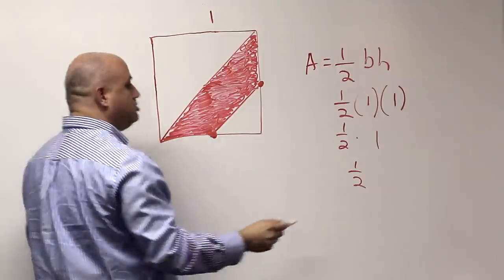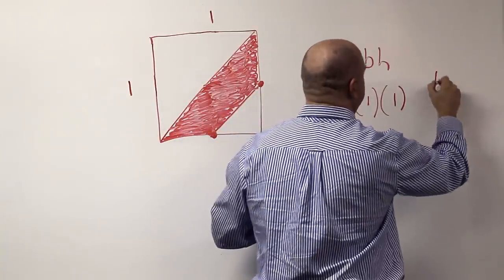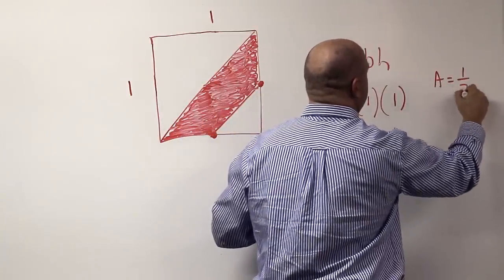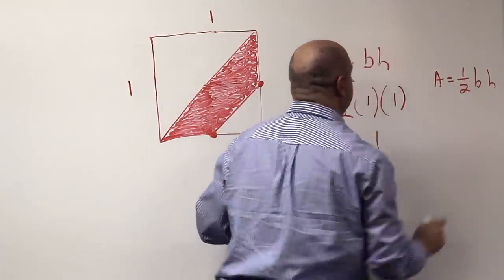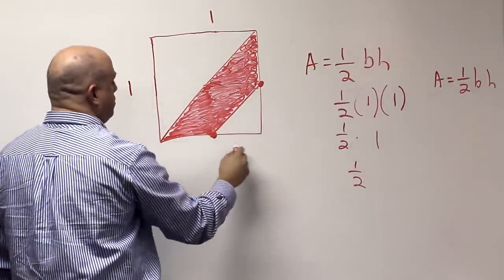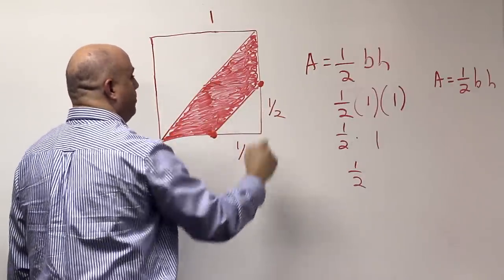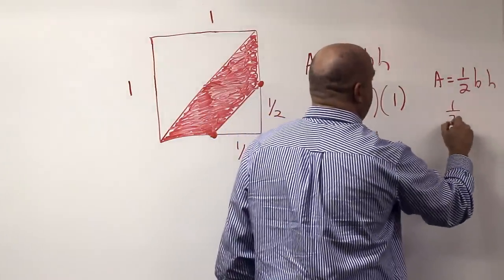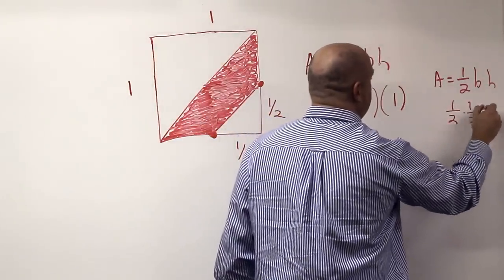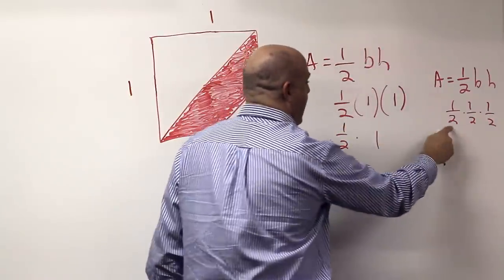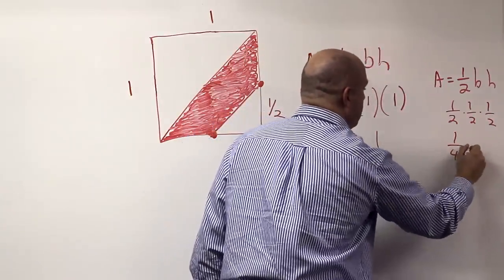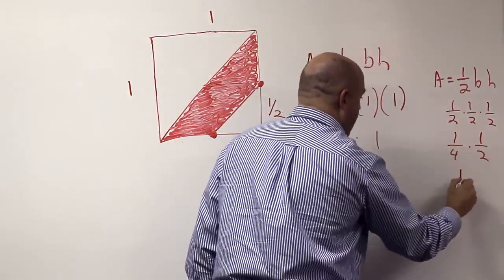And now the small triangle, we're going to do the same formula. Area equals 1/2 base times height. Our base of our small triangle is going to be 1/2, and our height is also going to be 1/2. So we have 1/2 times 1/2 times 1/2. Now 1/2 times 1/2 is 1/4. And 1/4 times 1/2 is 1/8.